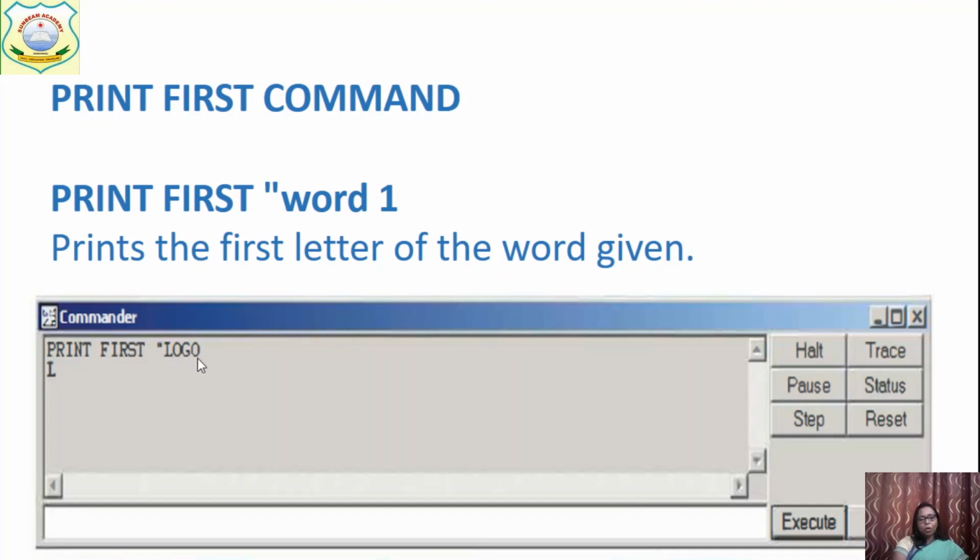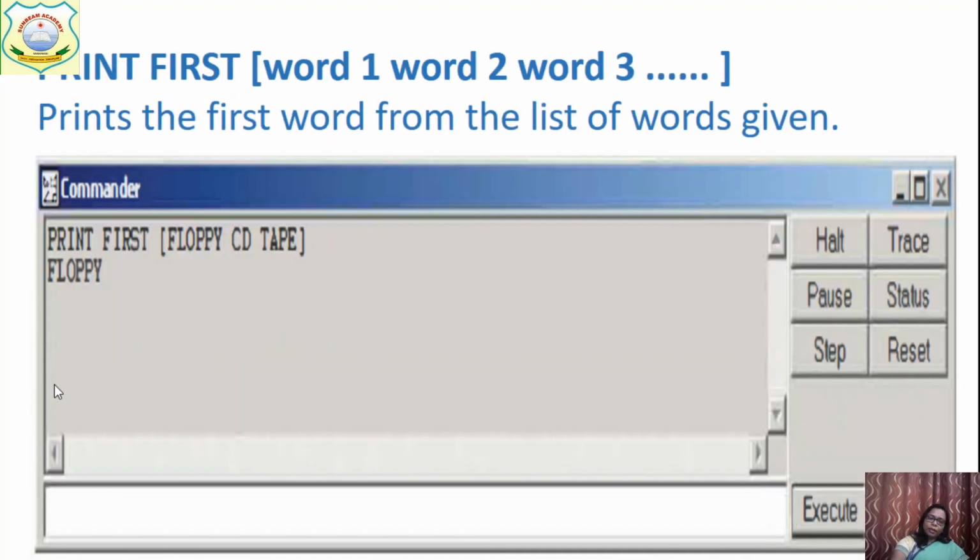Our word is logo. If you want to print only L, it is the first letter of the word. So what is the command? Print first, then double quotes and that word. See what I have written: print first, double quotes, logo. This command will print the first letter of the word. The first letter of the word is L, so here we will get the L.